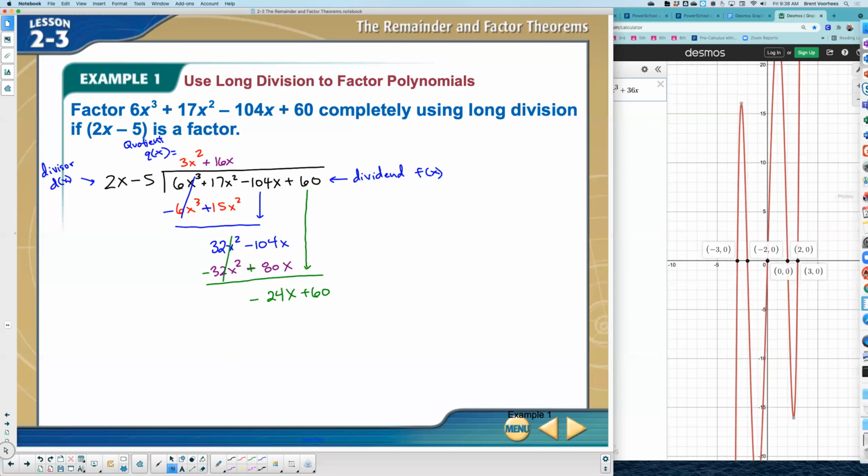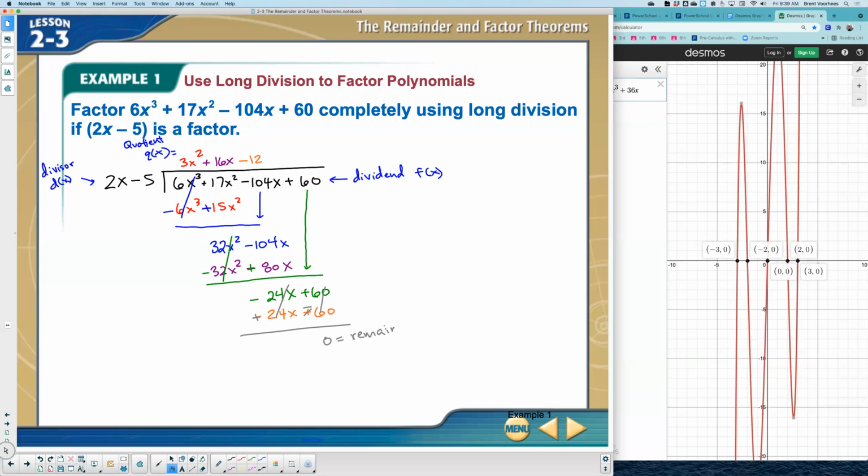And so I continue on. And we'll ask the same question one more time. What is -24x divided by 2x? Positive or -12? -12. And so when I multiply this out, 2x times -12 is -24x. And let's see now, -12 times -5 is positive 60. What's the fundamental rule of division? We switch the signs. This becomes a positive. This becomes a negative. They both cancel out. That means the remainder is 0.